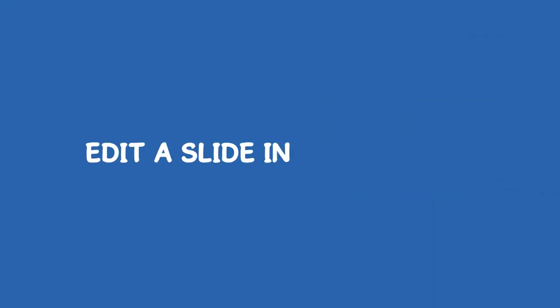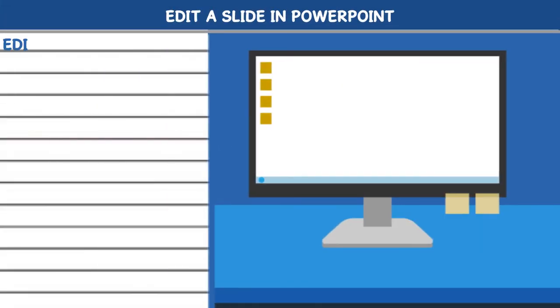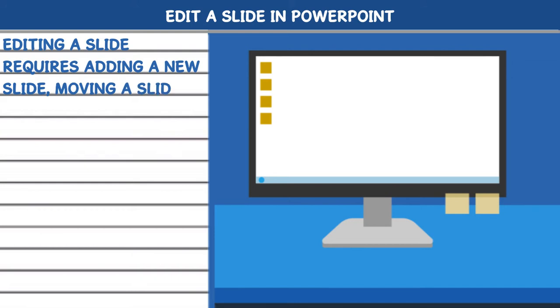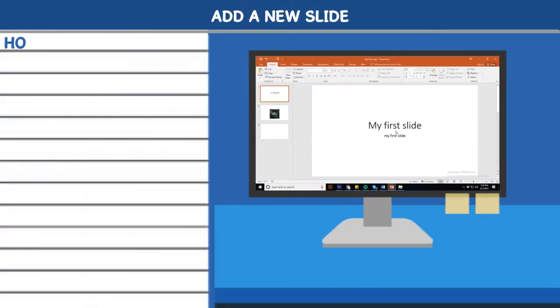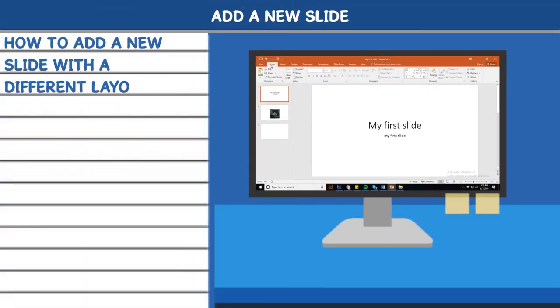Edit a slide in PowerPoint. Editing a slide requires adding a new slide, moving a slide, duplicating a slide, and deleting a slide. Add a new slide. How to add a new slide with a different layout.